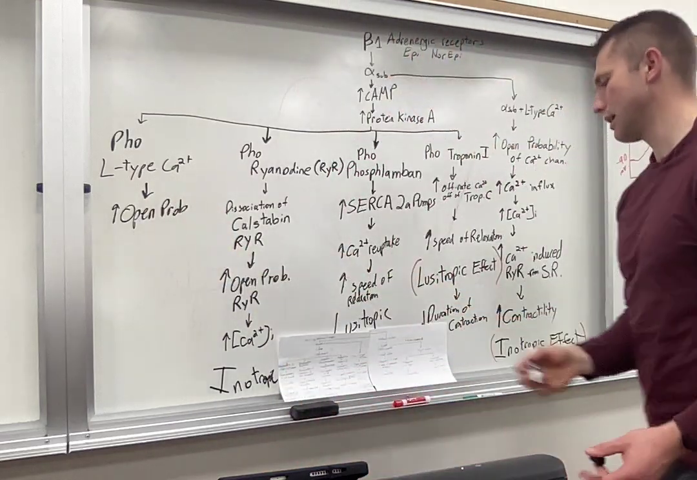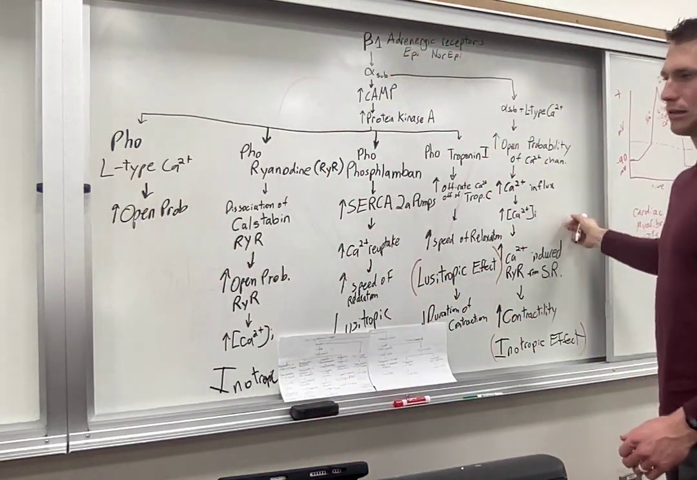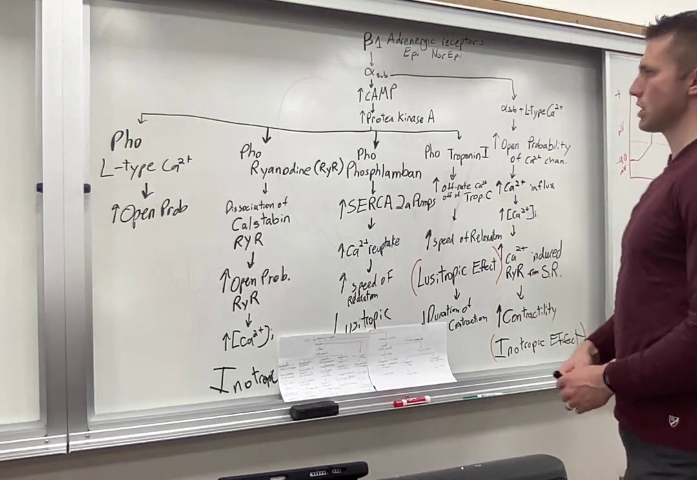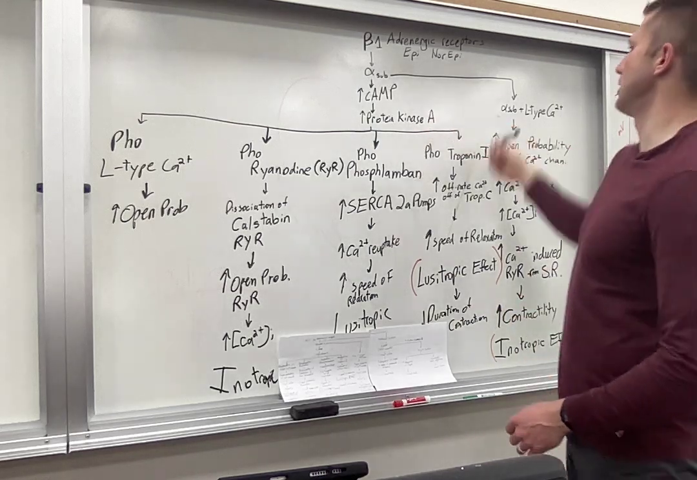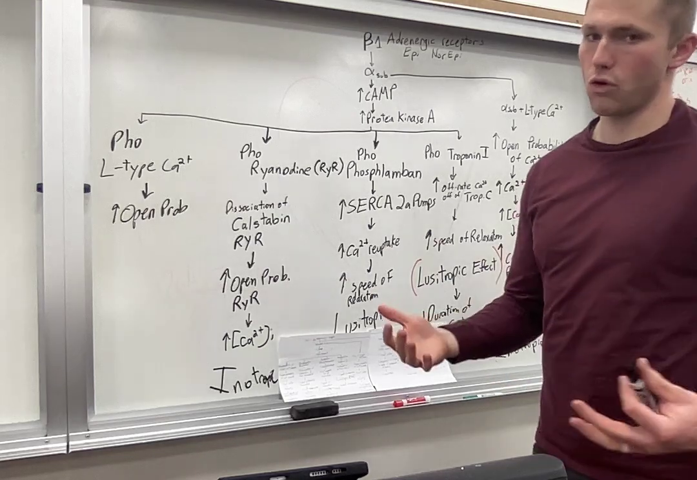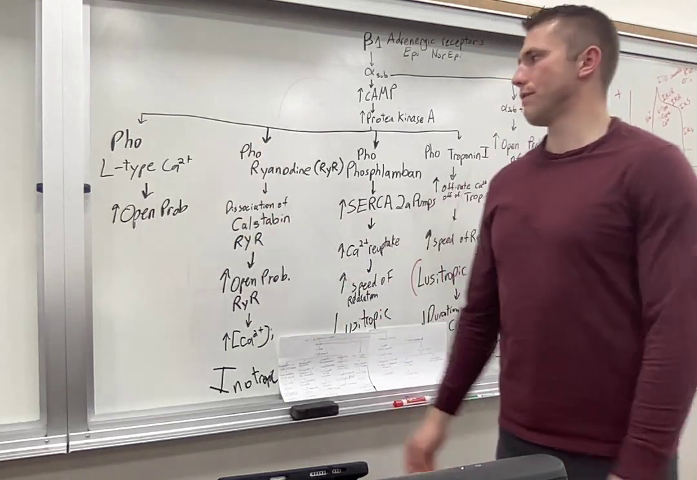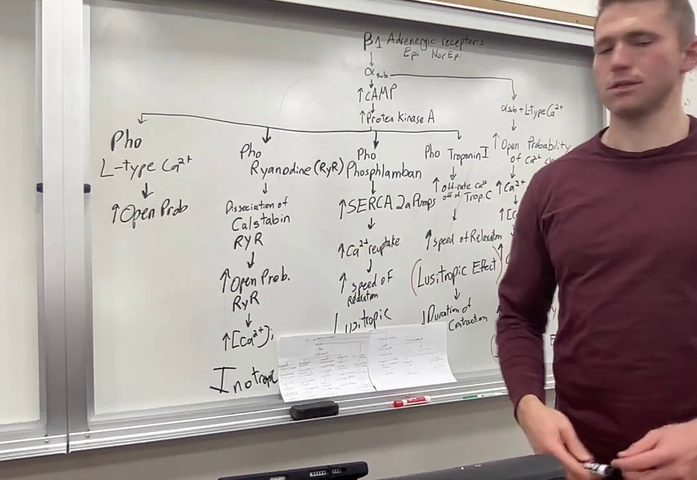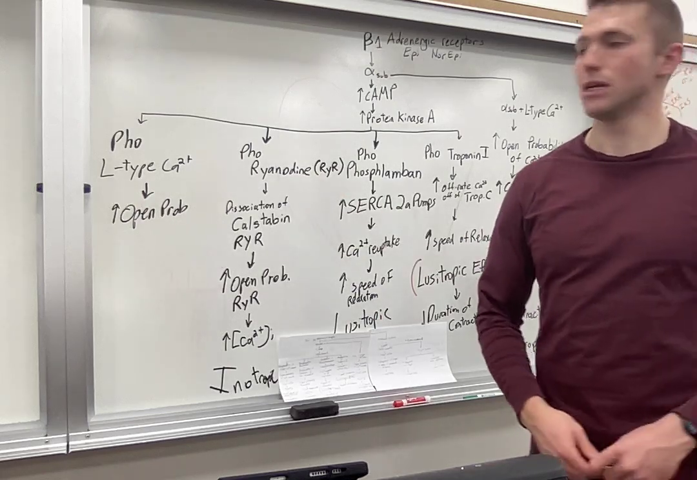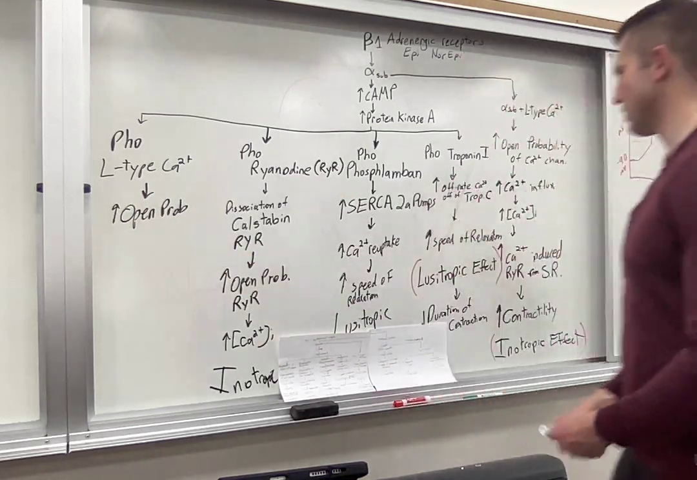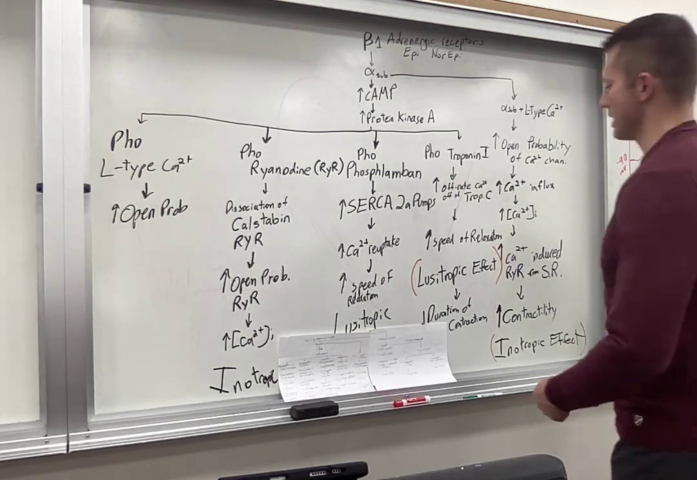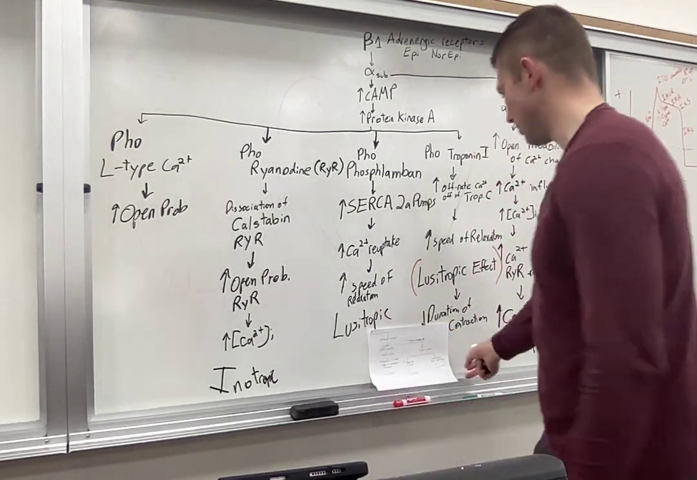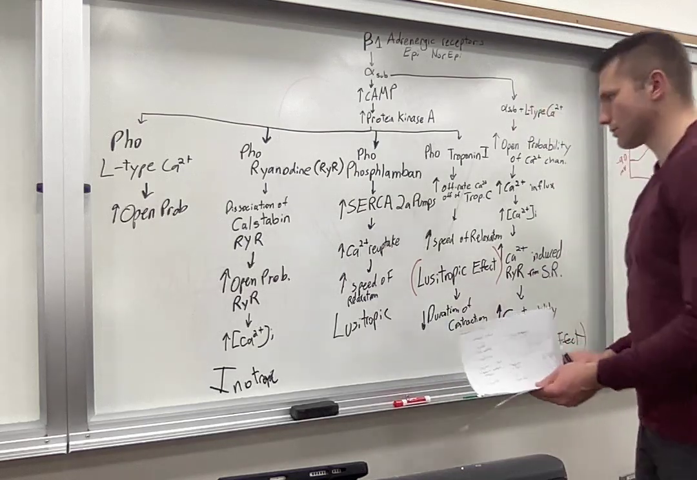And then basically, it's the same thing right here. So these L-type calcium channels, not only does the alpha subunit help them be more open, but so does PKA, protein kinase A, help those calcium channels be open, which causes more calcium to rush into the cell and everything to work faster. Really cool.